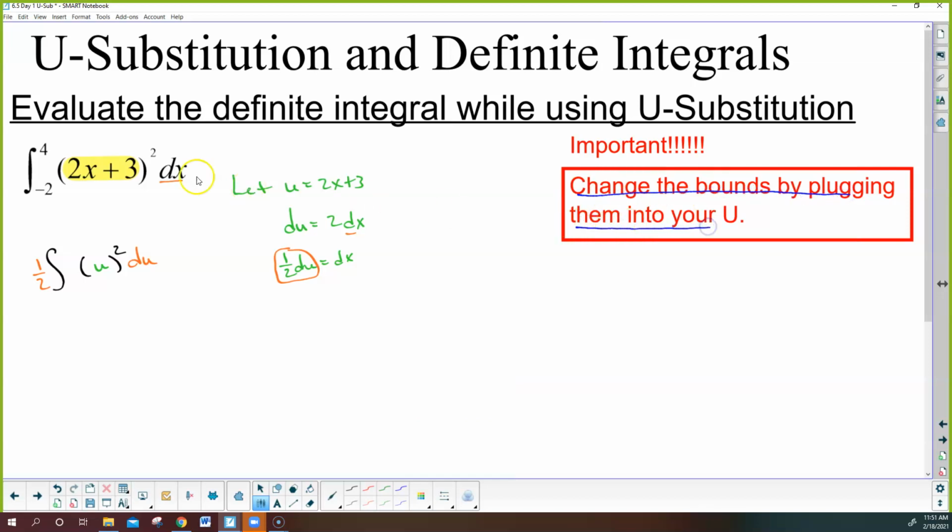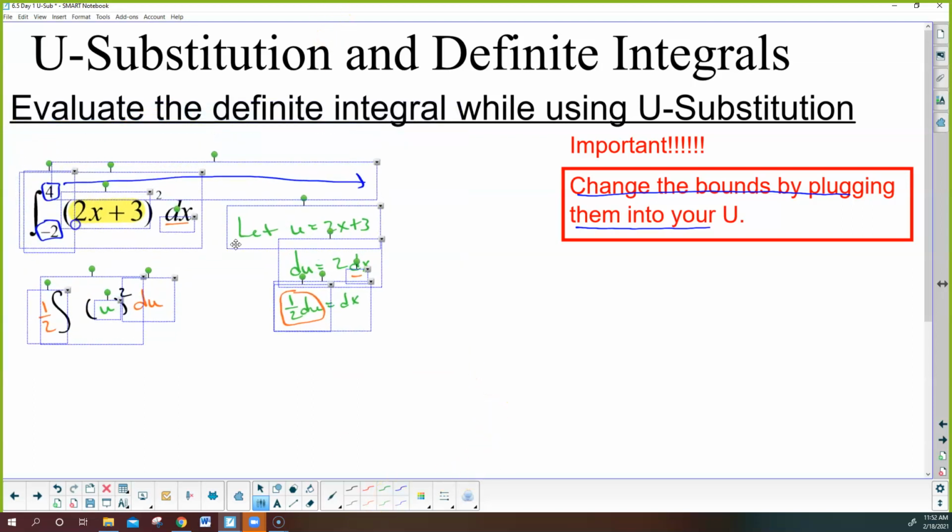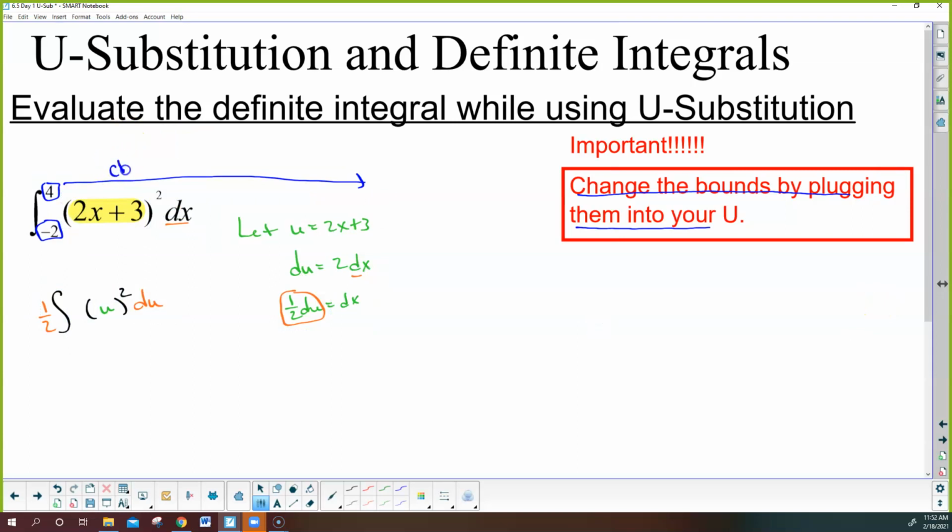We have to change the bounds. So these bounds right now are in terms of x, okay? Because that's the original problem. We need to change the bounds, and I usually draw an arrow like this. And maybe for your notes, let's write in blue, this is change the bounds in terms of u. Okay, and Mr. Waffler showed you this in the video, so you might already know it.